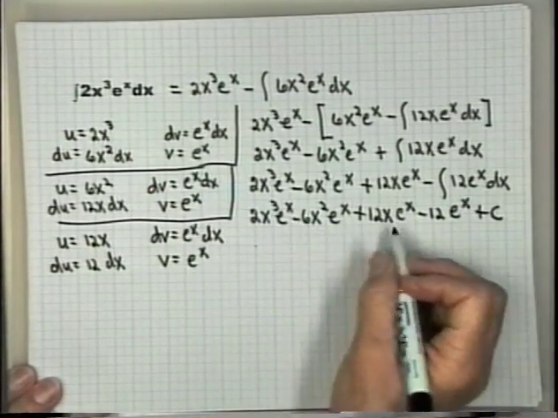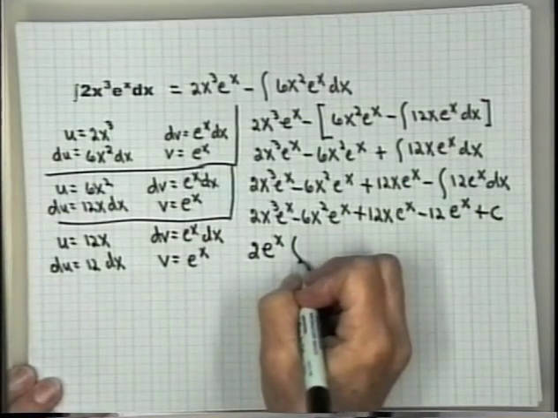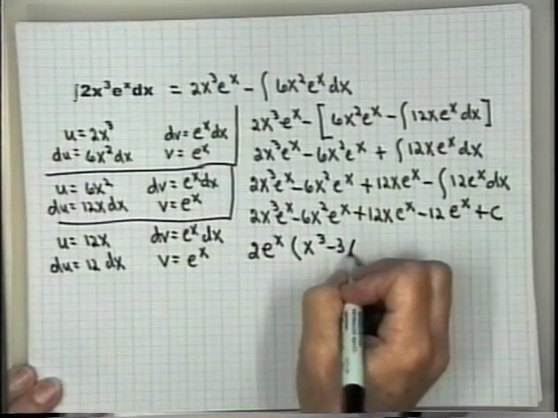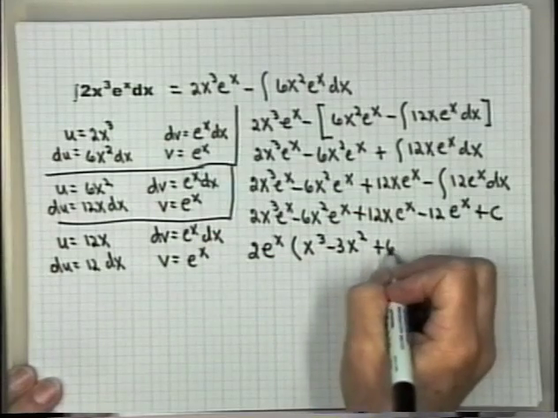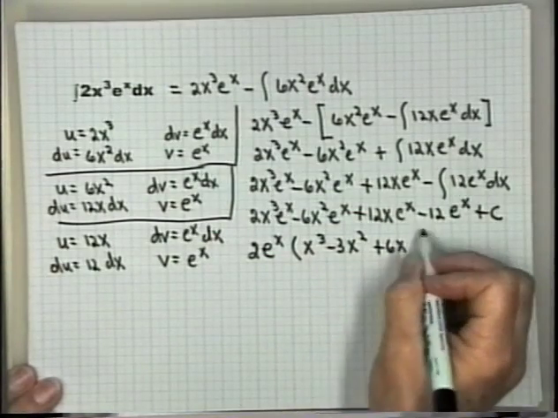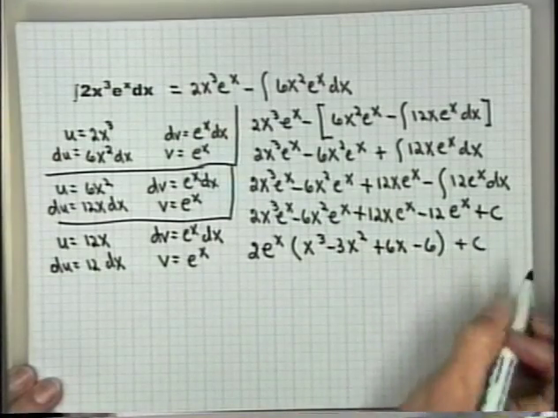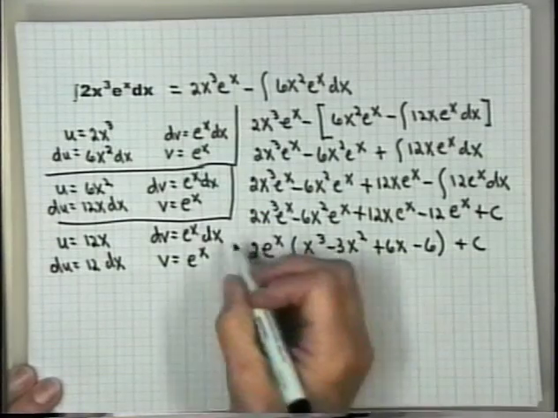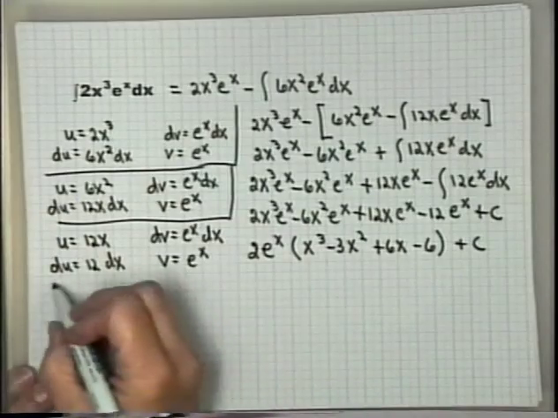Of course, you could also factor out a 2. I think I'm going to write it that way. Factor out 2 e to the x leaves x cubed here minus 3x squared here plus 6x minus 6. Okay, so if you just distribute that back out, you'd have the same answer that you had here, but a lot of times they'll factor that out and write the answer like that.